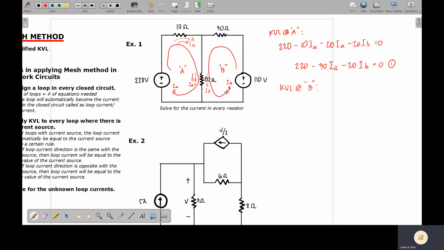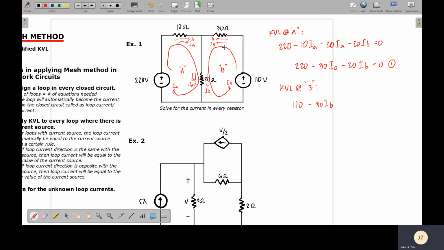I will start with the arrow direction. Loop B goes through the 110 volt voltage source. Entering negative, exits positive, so it will follow the exit side. You will have positive 110. Then it will go through the 30 ohm resistor. At this moment, loop B is going to the left. But take note, this loop B is also your loop current IB. Loop B and IB are the same in direction, so the voltage on the 30 ohm resistor will be negative 30 IB. And there's only one voltage for the 30 ohm resistor because there is only one loop current flowing on it.